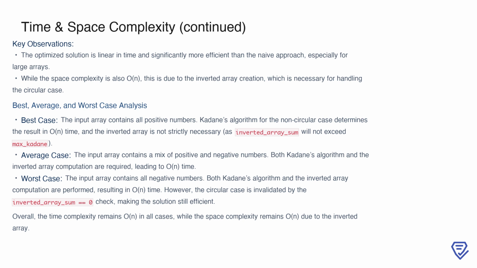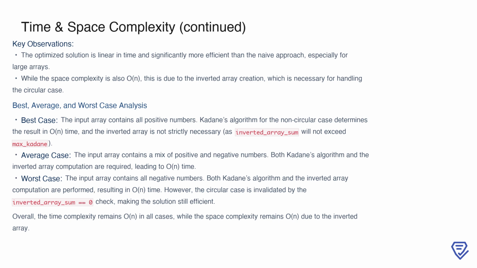In the worst case, where all numbers are negative, the circular case is invalidated by the condition that checks if the inverted_array_sum equals 0, ensuring the solution remains efficient. Ultimately, the time complexity is consistently O(n) across all cases, while the space complexity remains O(n) due to the inverted array requirement.